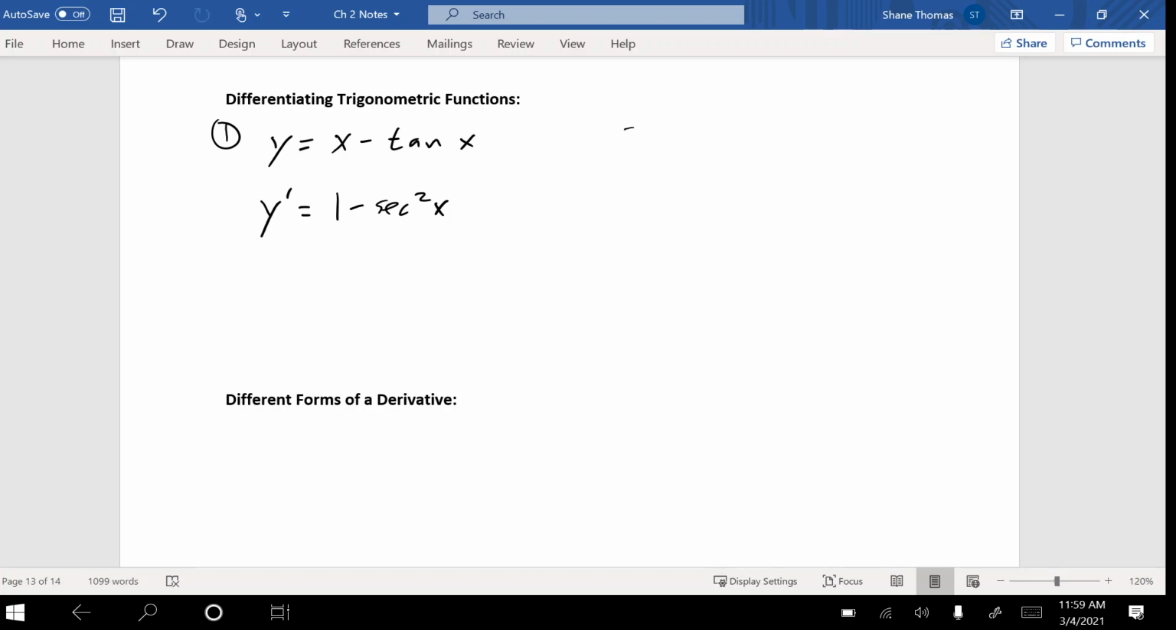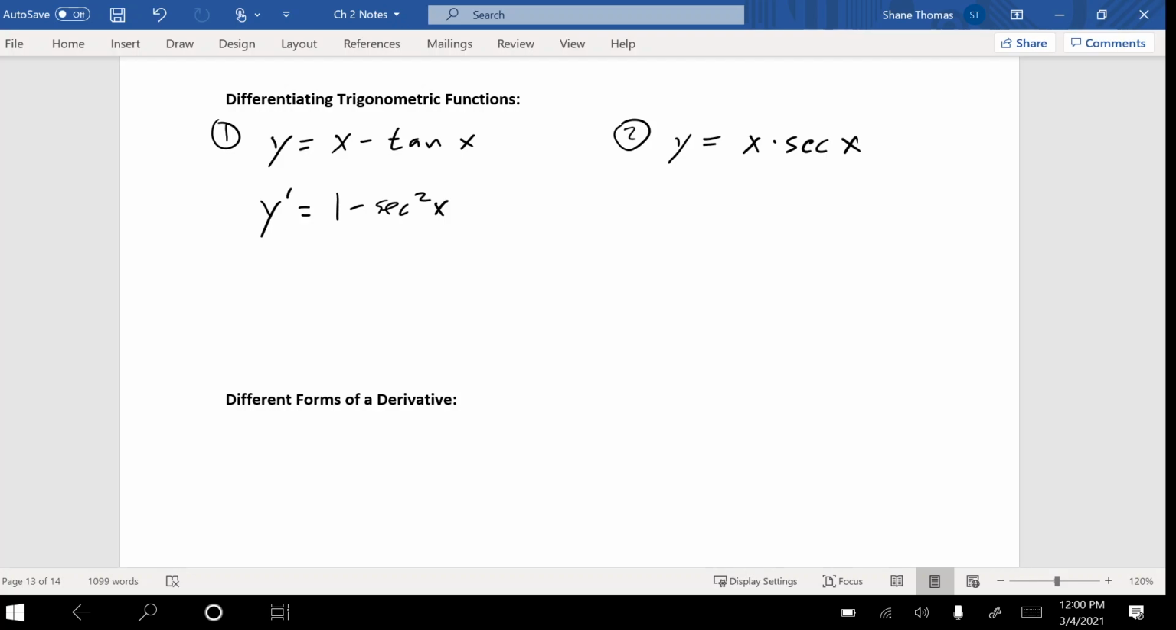Now, the second one here does have a little more work to it because y equals x secant of x. Remember before, if we had a 2 and then the trig function, we could just use the constant multiple rule, right? The 2 just hangs out, differentiate the trig function and multiply. In this case, though, this would be multiplication because they both have x's with them.